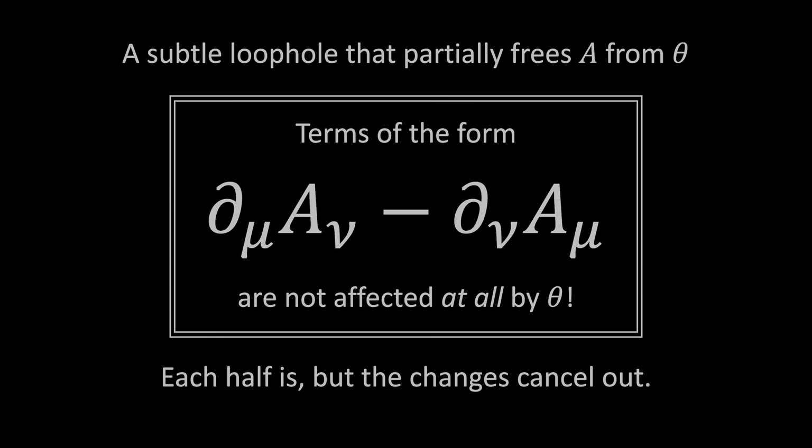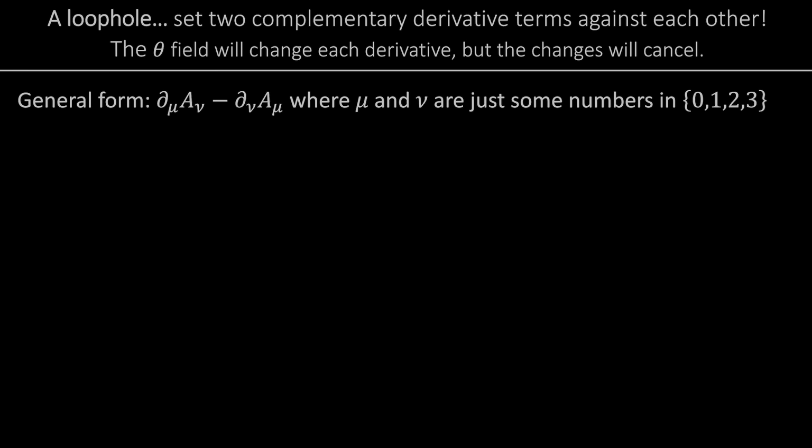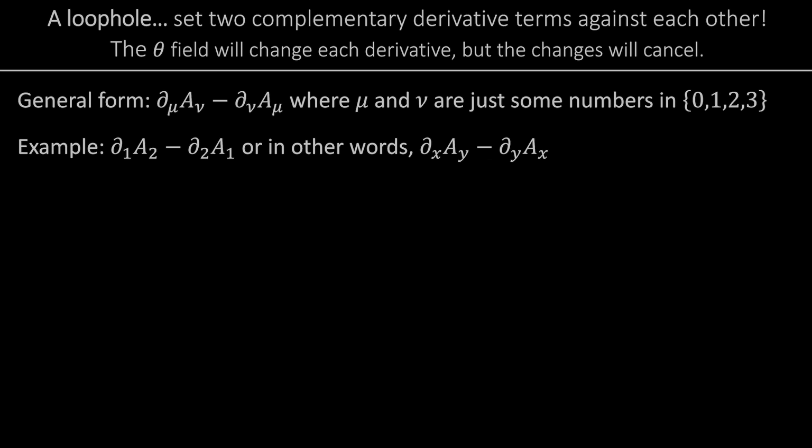So this loophole has a very specific form, and it has to be of the form partial mu A nu minus partial nu A mu, because then the changes are going to cancel out. Let's look at an example just so you can see specifically how this works. So consider partial 1 A2 minus partial 2 A1, or in other words, the derivative of the y component of A with respect to x minus the derivative of the x component of A with respect to y.